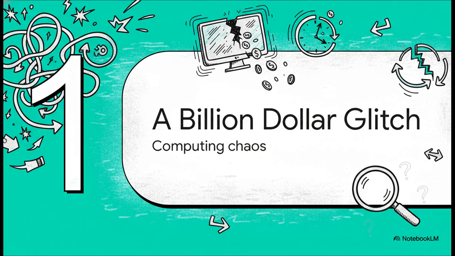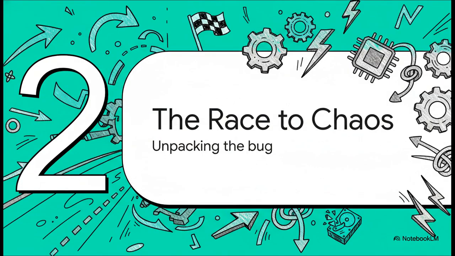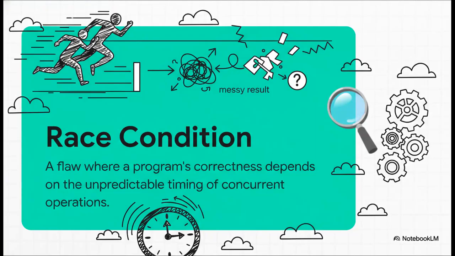A multi-billion-dollar glitch. The day computing chaos cost an absolute fortune. Which brings us right to the heart of it, the race to chaos. Here, we're going to unpack the exact bug that was behind this whole disaster. Okay, so here it is. The villain of our whole story is something called a race condition. Now, what is that? It's basically a flaw where the final outcome of a program completely depends on the unpredictable timing of different operations. Think of it like this. Two or more tasks are racing to use the same thing at the same time. And the result? Well, it's usually just a mess.